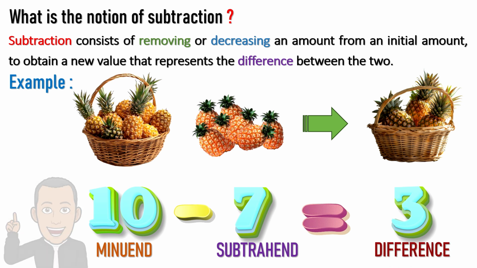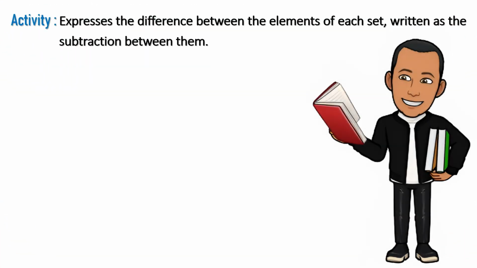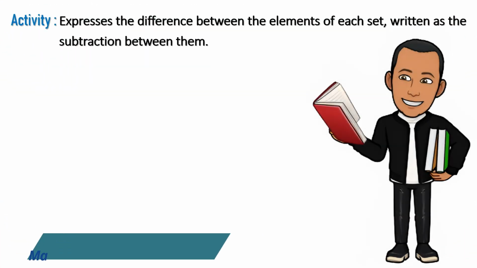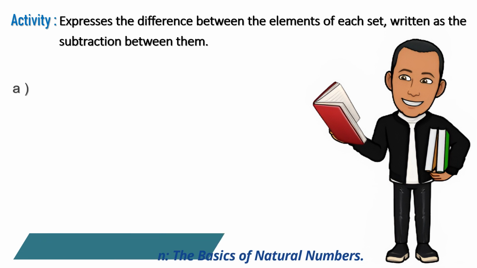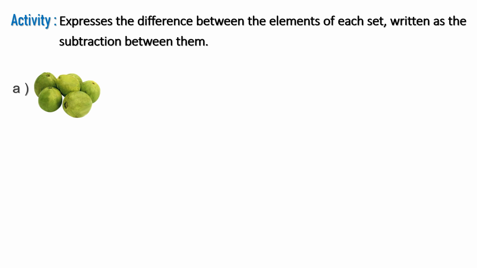Very good. Next, we will do an activity. Express the difference between the elements of each set, written as the subtraction between them. Literal A. We have a group of 6 guavas, and we remove from that a group of 3 guavas.